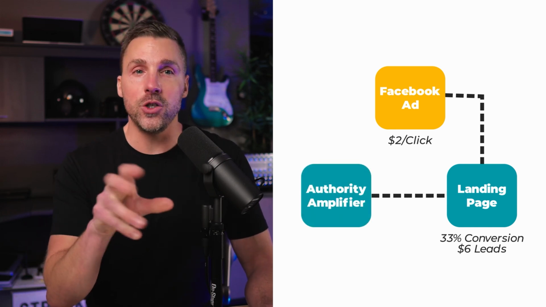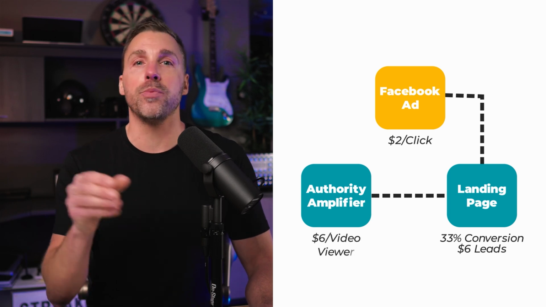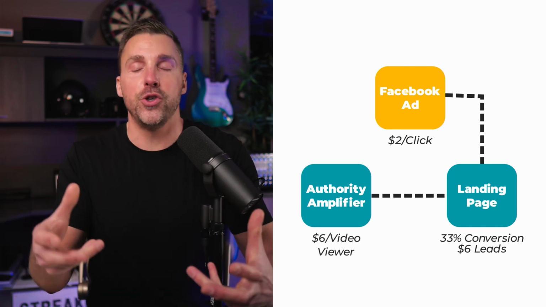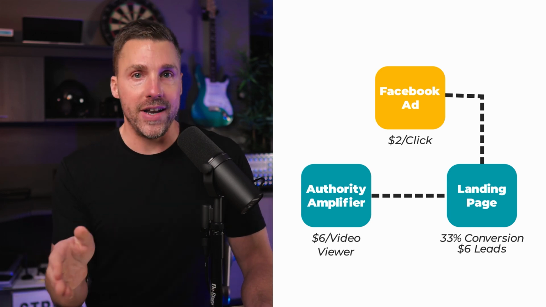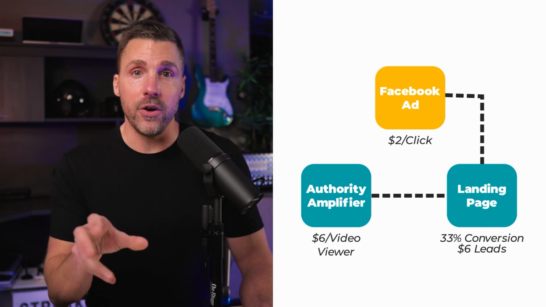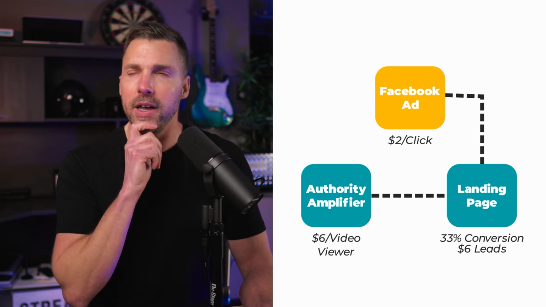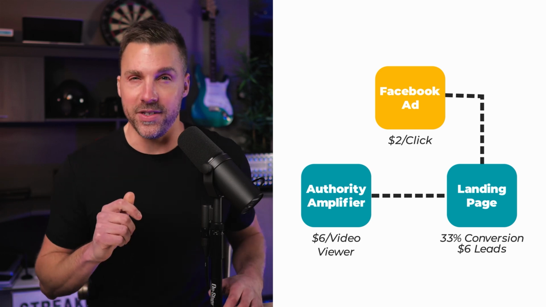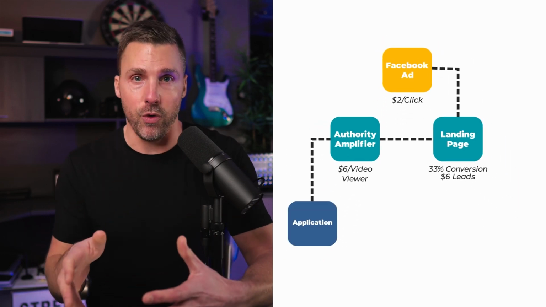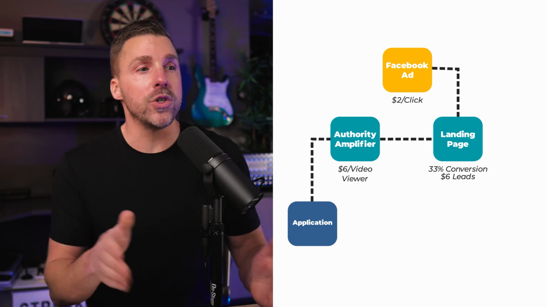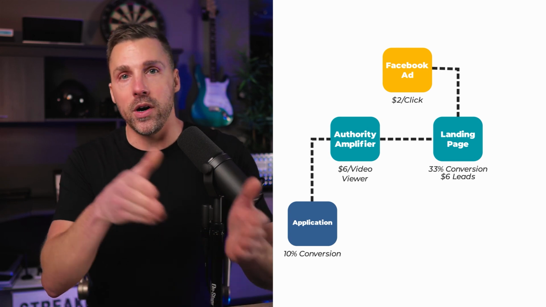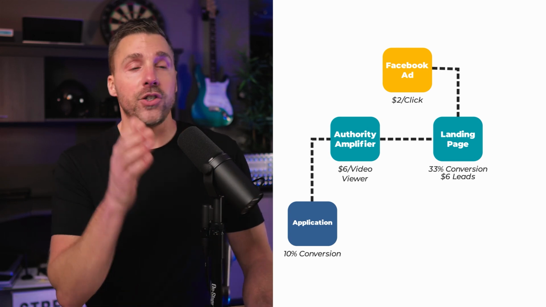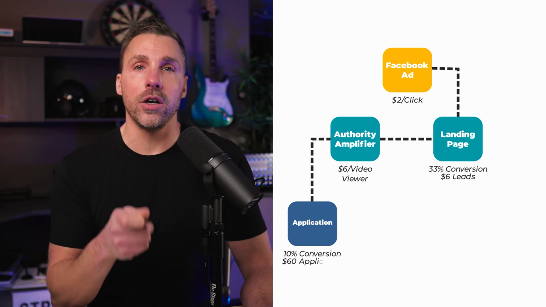Now, seeing as we're going to put our Authority Amplifier on this page, we're going to say that we're also getting a $6 cost per video viewer. So our $6 cost per lead, presumably they're going to watch the video. Most people will at least do that, but then we're going to see a bit of a drop off to the next step. The people that actually watch the video and think, yeah, that sounds interesting, I'd like to know more about that, I think I'd like to work with these guys, well, then they can fill out an application form. Of course, not everyone is going to do this, which is why we can safely estimate around a 10% conversion rate from video viewer to application. So now our $6 video viewer turns into a $60 cost per application.